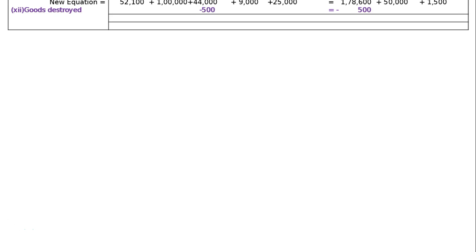Then new equation. Then goods destroyed by fire, 500. Abnormal loss. Deduct from stock, deduct from capital 500. Stock is reduced. Destroyed by fire and it is a loss. Hence it is deducted from capital. Then new equation. And we got our new equation and this is the final answer.